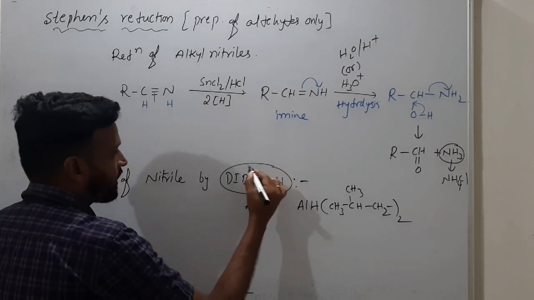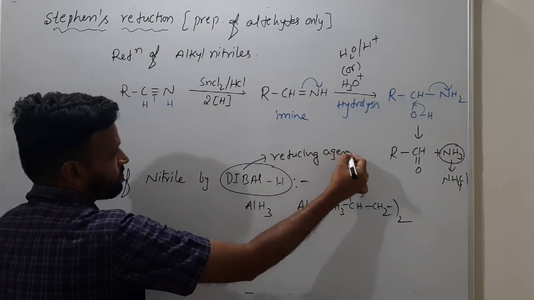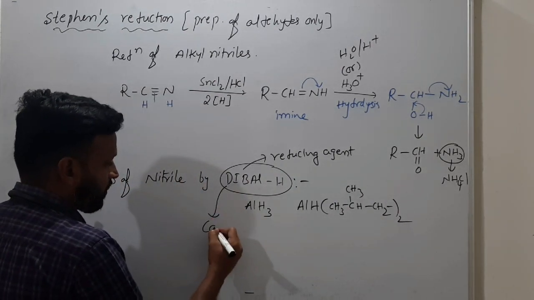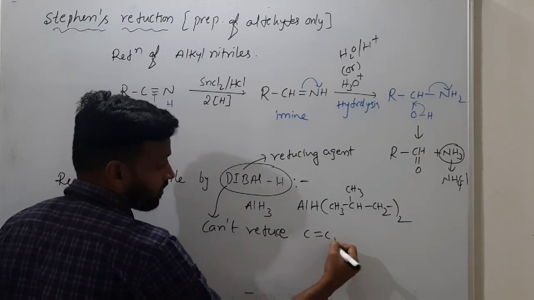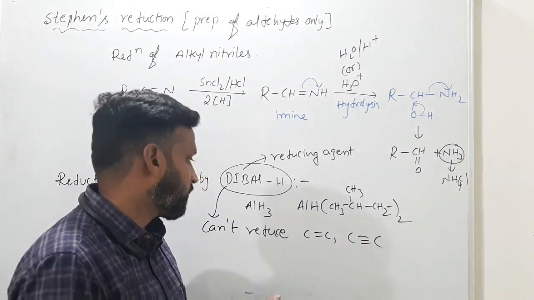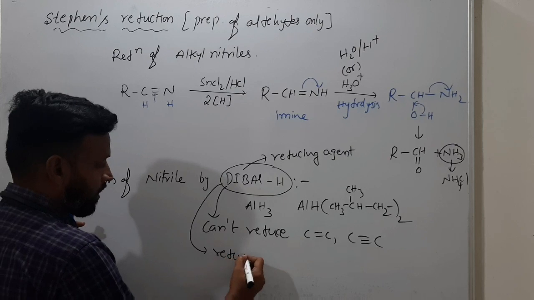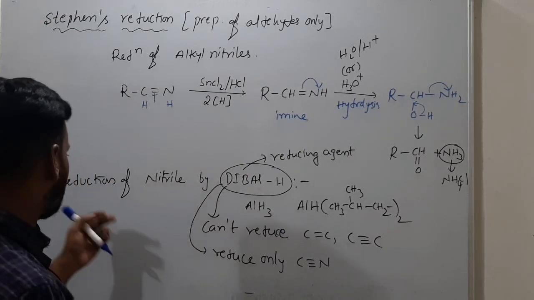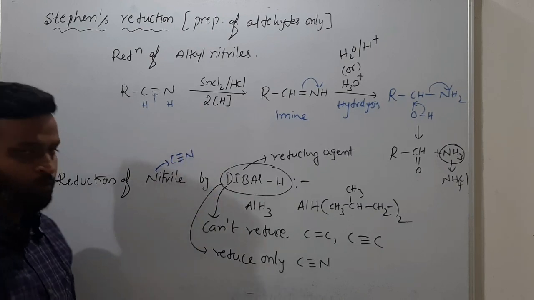What is the speciality of this? It's a reducing agent. But what kind of reducing agent? You know, this cannot reduce C double bond C and C triple bond C. Carbon carbon double bonds or carbon carbon triple bonds won't reduce. It reduces only C triple bond N there. Because reduction of nitrile means what is the meaning? C triple bond N.